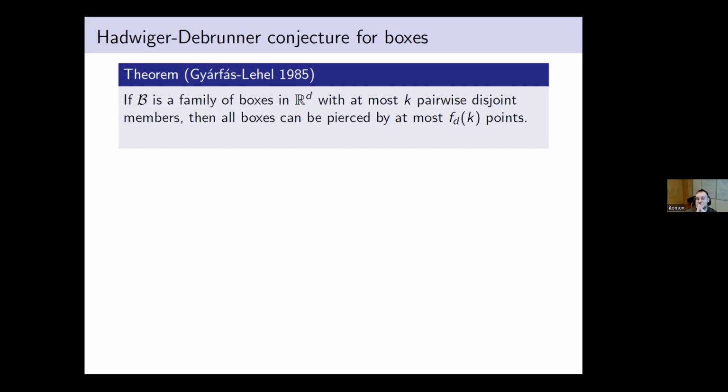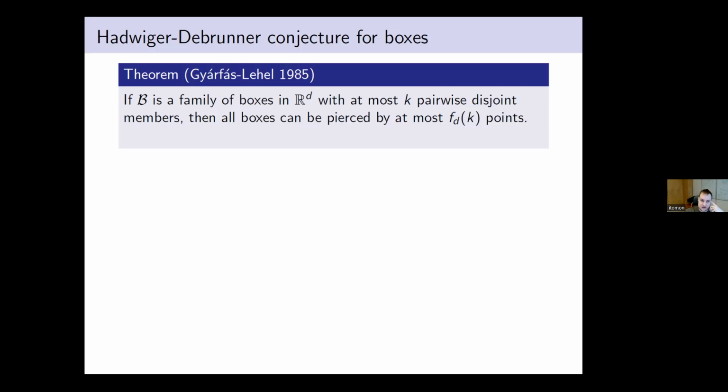So this problem was first considered by Gyárfás and Lehel, who proved that if we have a family of boxes and we assume that among any k plus one of the boxes, you can find two intersecting, or in other words, you don't have more than k pairwise disjoint, then you can pierce all the boxes by a constant number of points, where this constant only depends on k, so the number of pairwise disjoint boxes, and the dimension d. So this is kind of an extension of this Helly type result, where that was about k equals 1, and now we look at what happens for larger k.